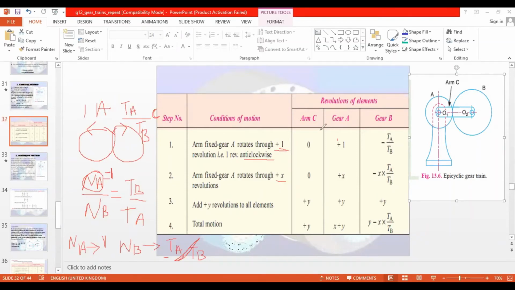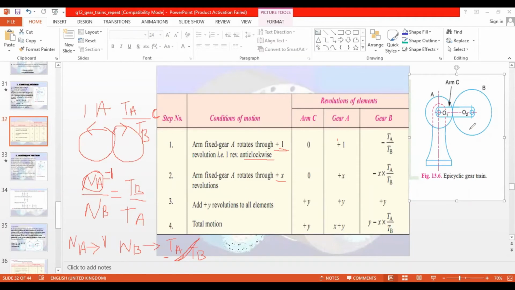Now assume the arm is going to move. Here we stopped the arm and put the values for A. Now the arm is also going to move, so add plus Y revolutions to all elements. Because the arm is going to move, B is going to move and A is also going to move. So I will add plus Y here, plus Y here, plus Y here. This plus Y is the movement of the arm.